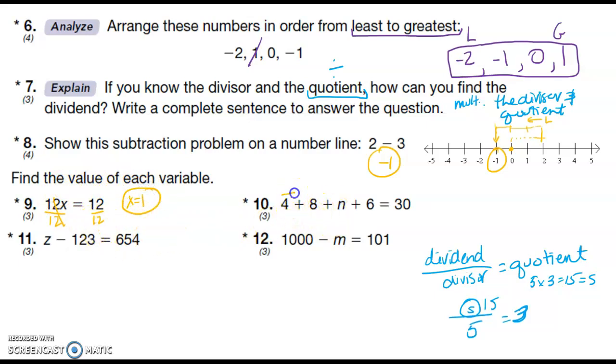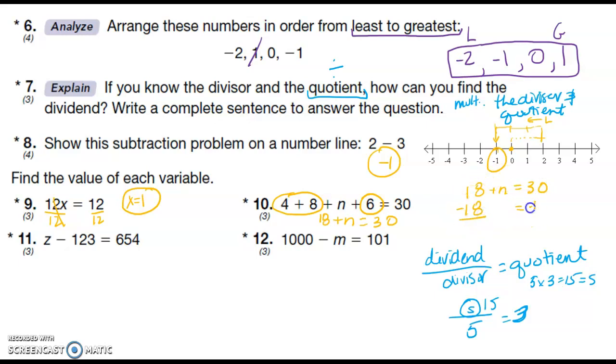On 10, I'm going to want to add all of the numbers over here together before I start to solve. So 4 plus 6 is 10, plus 8, I get 18, plus n is equal to 30. And then I'm going to subtract 18 from both sides. So let me show you what that looks like over here. Remember, we're doing the opposite operation. Right now we're adding 18 to n. We're going to subtract it.